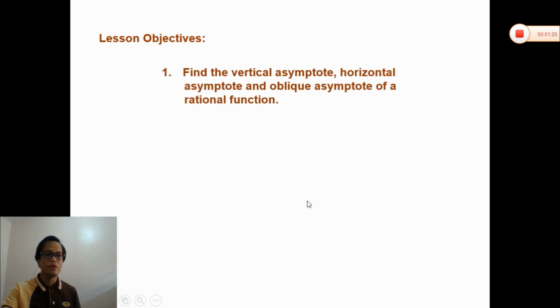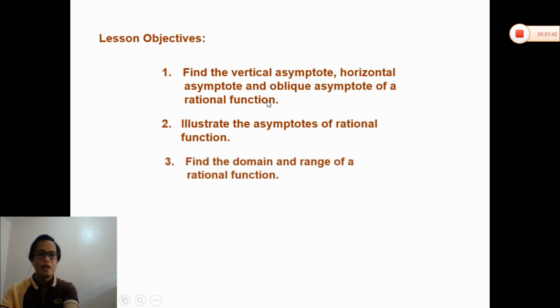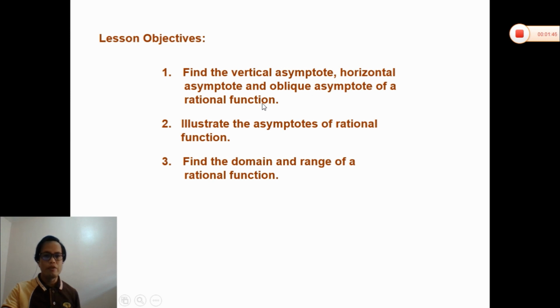Number 1, at the end of this video, you should be able to find the vertical asymptote, horizontal asymptote, and oblique asymptote of a rational function. Number 2, you should be able to illustrate the asymptotes of a rational function. And number 3, you should be able to find the domain and range of a rational function.